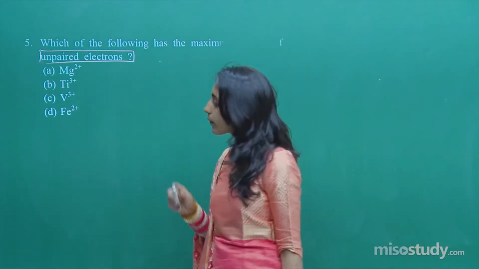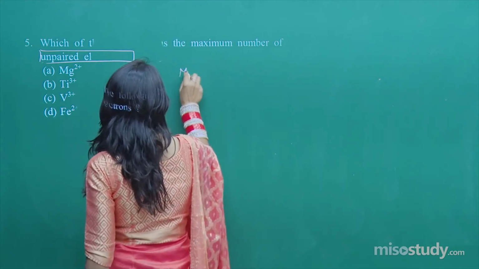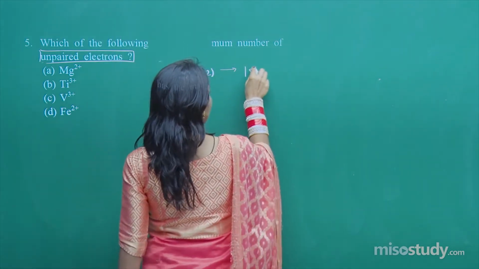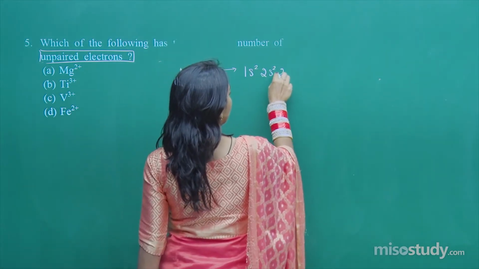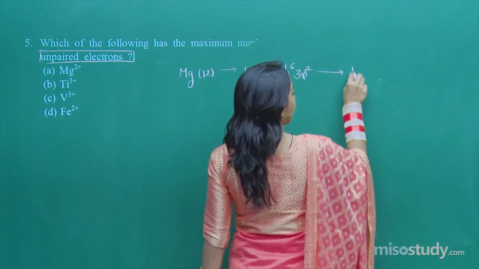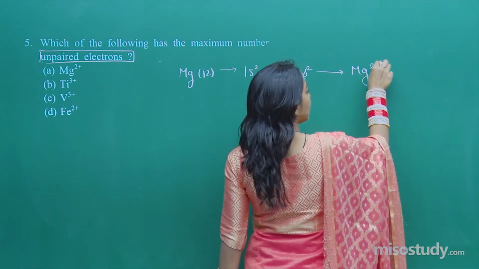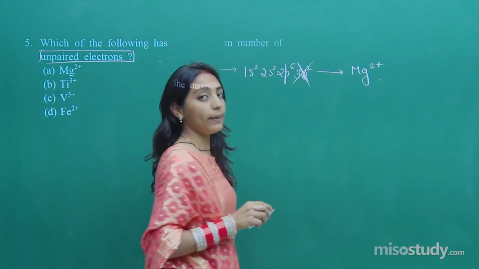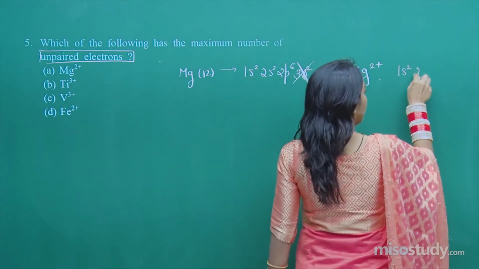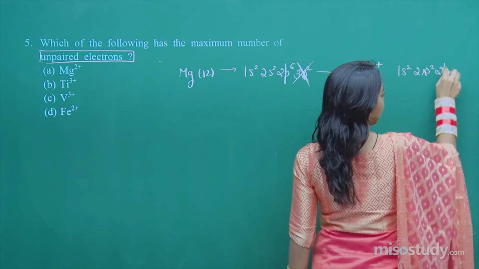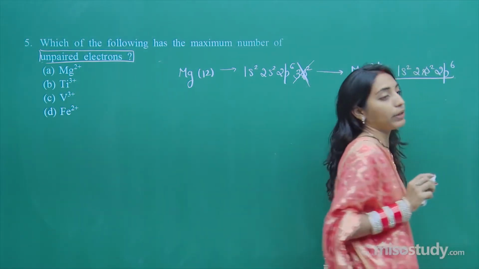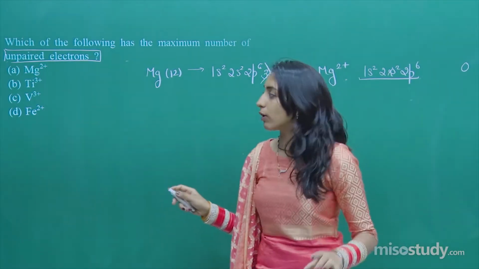That's it. So moving on, first let's go on to magnesium, atomic number 12, which is 1s2, 2s2, 2p6, 3s2. And when I'm talking about magnesium 2 plus, these two electrons will go away and you will be left with 1s2, 2s2, 2p6. All are paired, so 0 unpaired electron. So magnesium 2 plus will not be an answer.